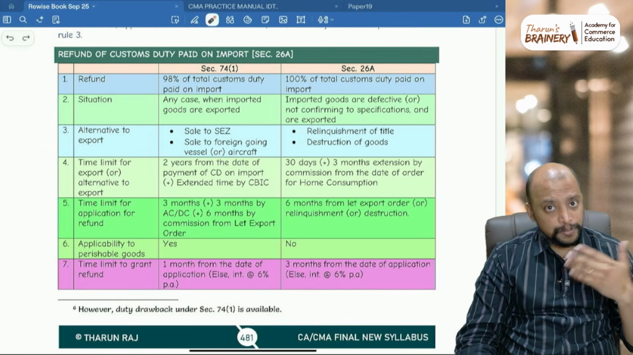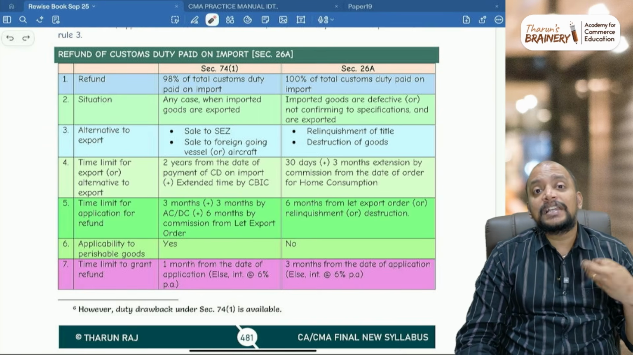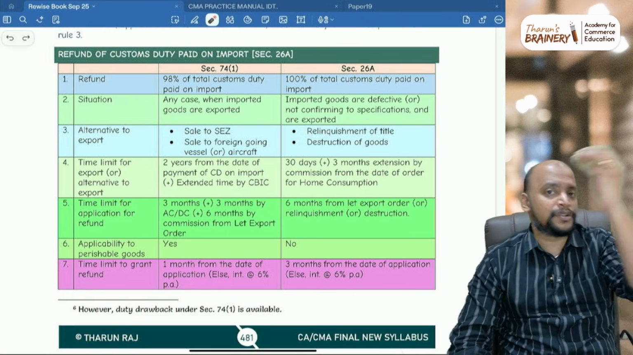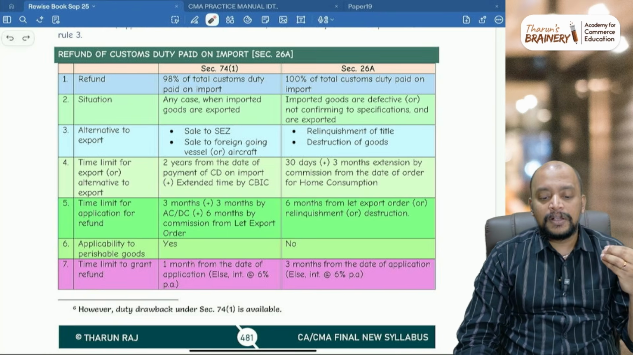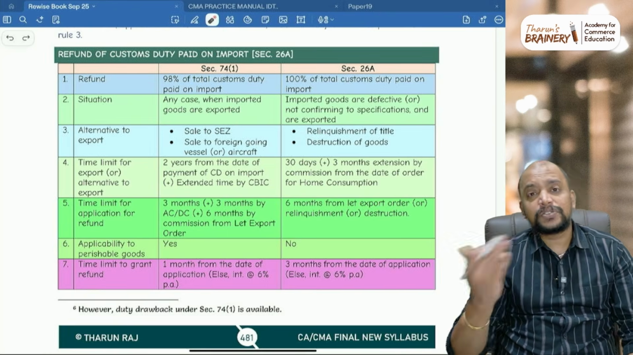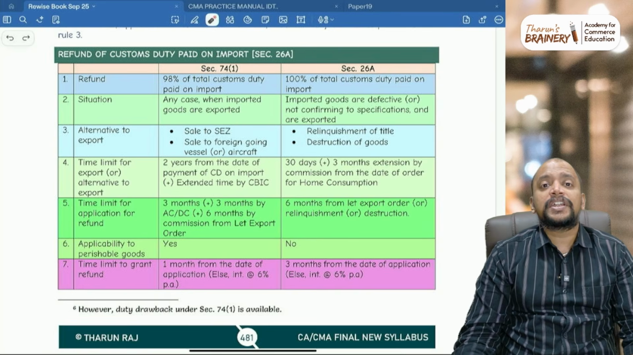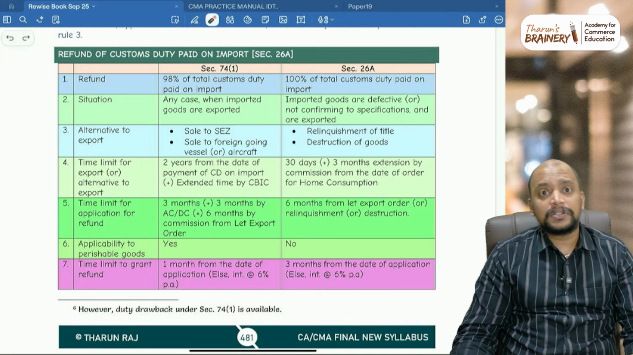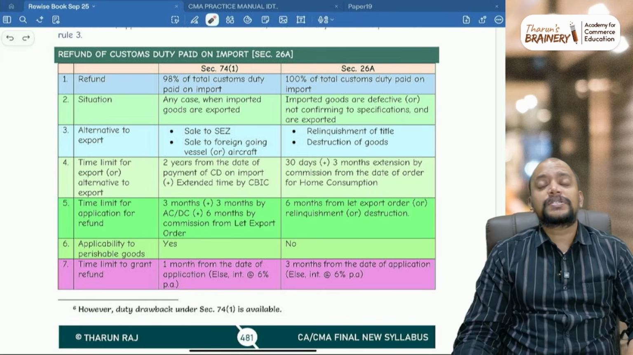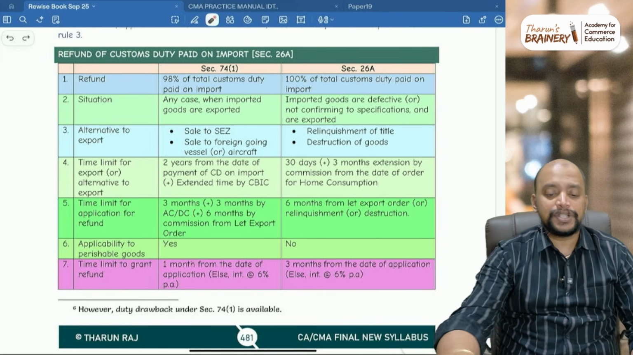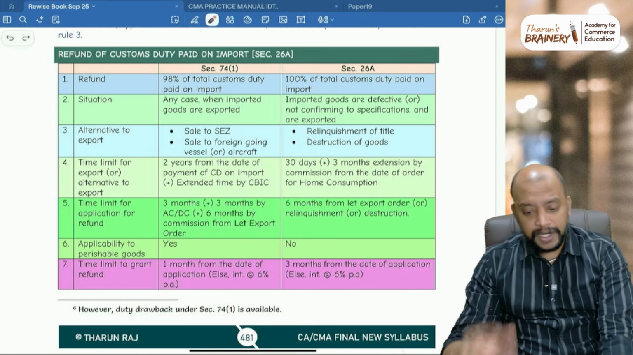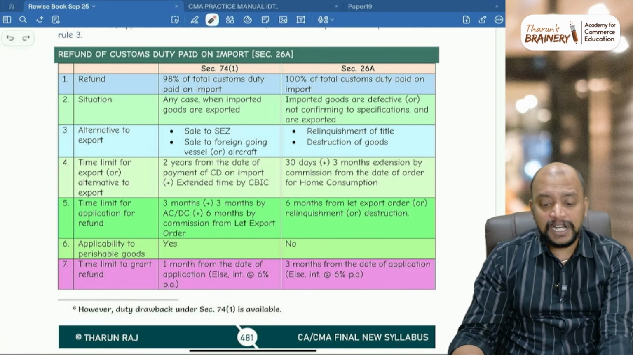So either export or sell it to a foreign going vessel or aircraft, a vessel or aircraft which is leaving from India to outside India, or to SEZ. Whereas 26A, what is the alternative to export? You imported the goods which are defective, either export or destroy those goods or relinquish the title to such goods. Either you export those goods or you destroy those goods or you relinquish the title to those goods.